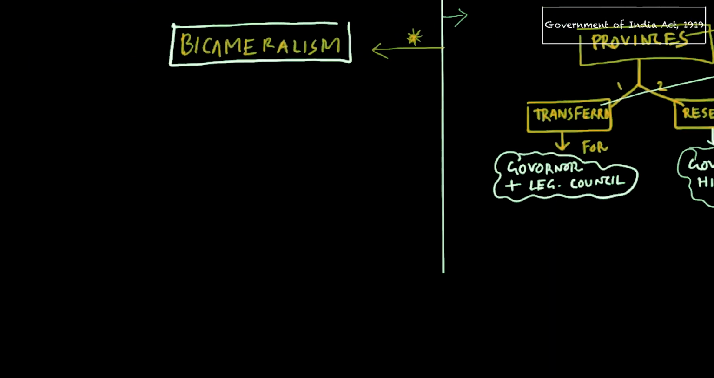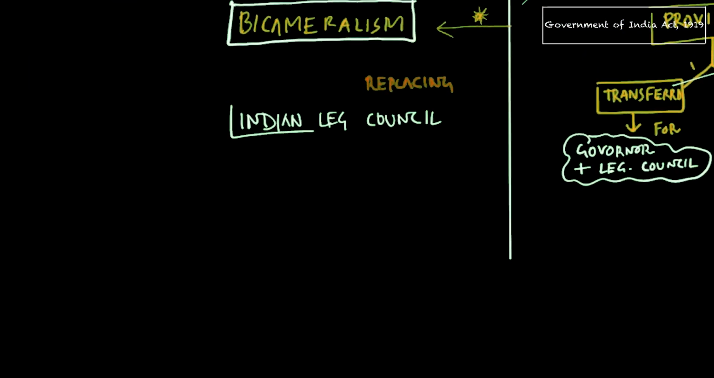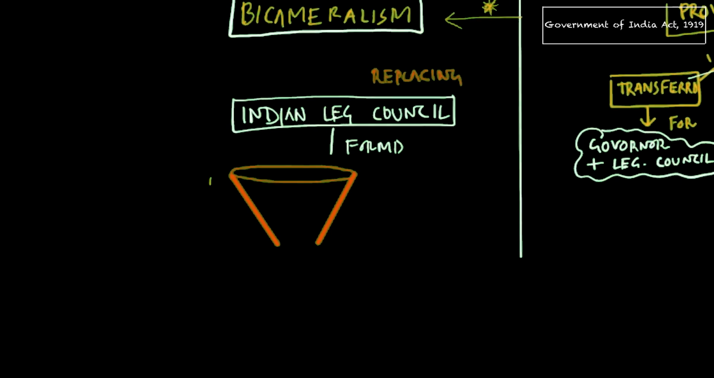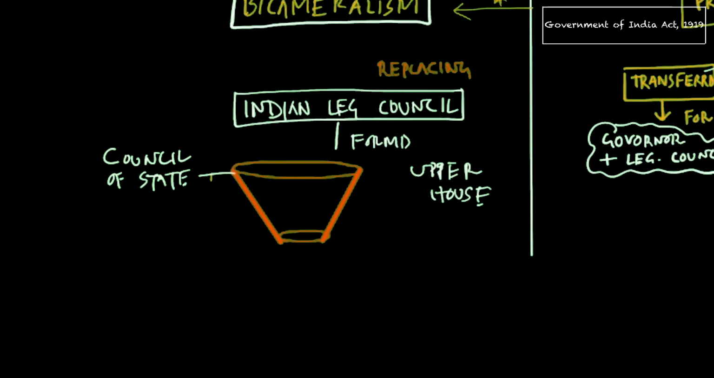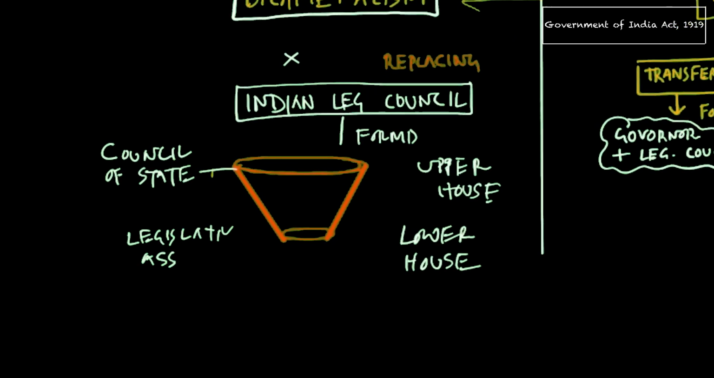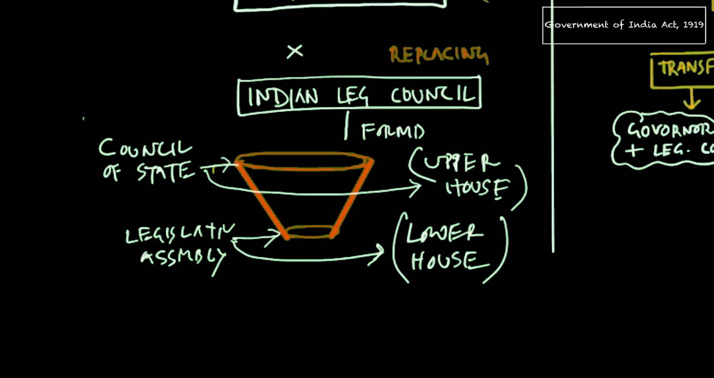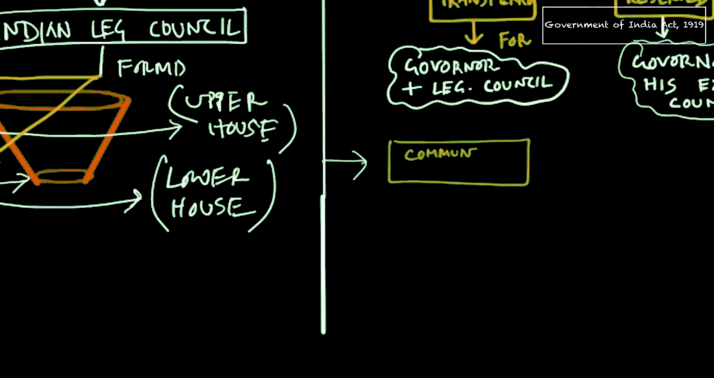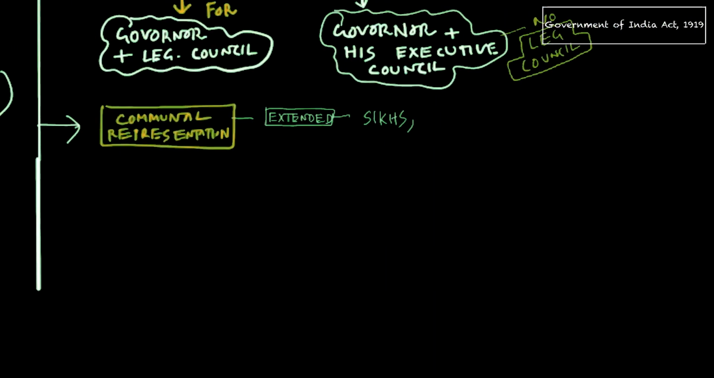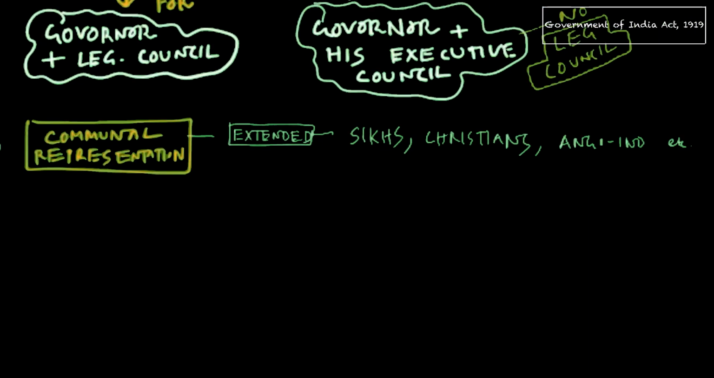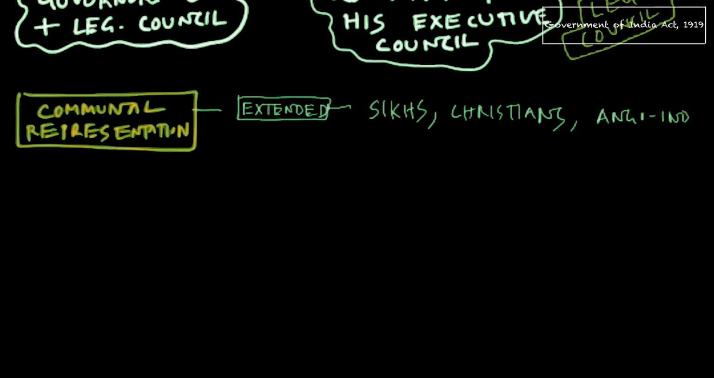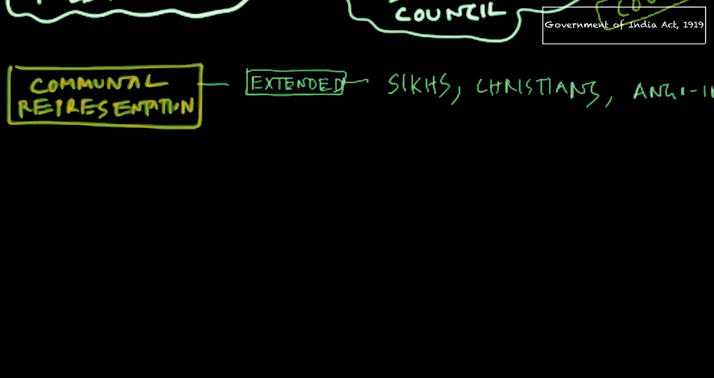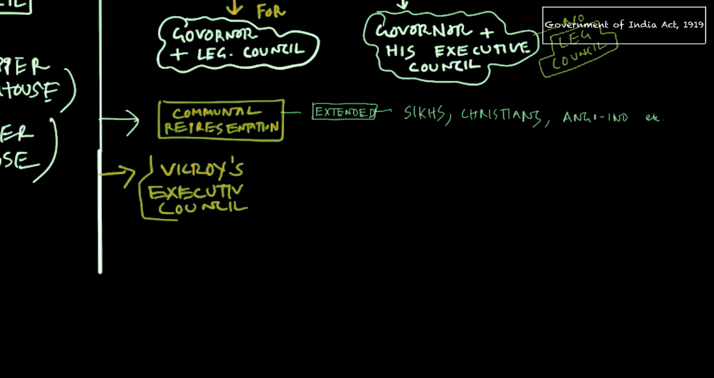The Act for the first time introduced bicameralism and direct elections in India. Thus, as we depict here, the upper house came to be known as Council of State and the lower house came to be known as Legislative Assembly. The majority of the members of both the houses were chosen by direct elections. It extended the principle of communal representation by providing separate electorates for Sikhs, Indian Christians, Anglo-Indians and Europeans.